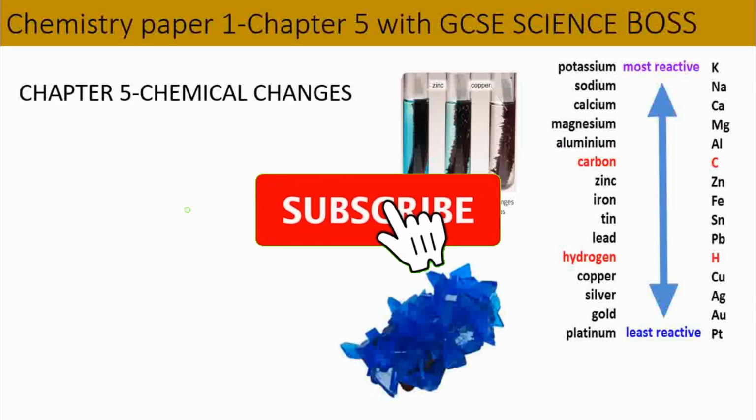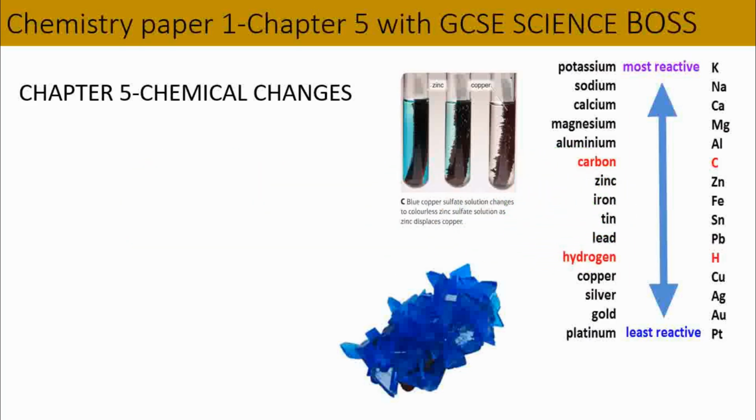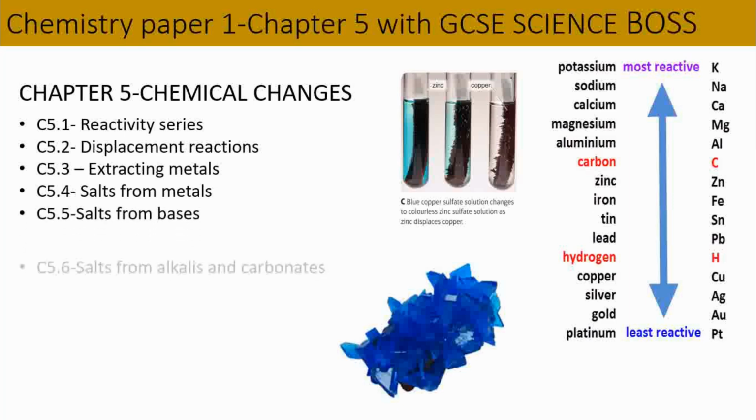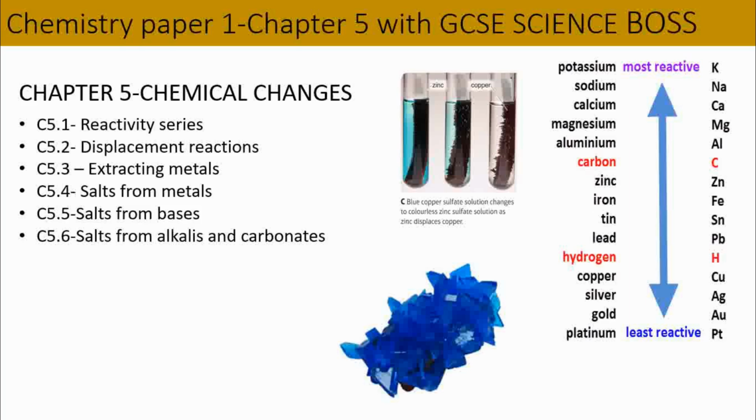Now in today's video we're going to be looking at chapter 5 for the chemistry paper 1, which is known as chemical changes. In this chapter we're going to be looking at the reactivity series, 5.1. We're going to be looking at displacement reactions. How do we extract metals? We're going to be looking at salts from metals, salts from bases, and salts from alkalis and carbonates. Okay, so on we go.